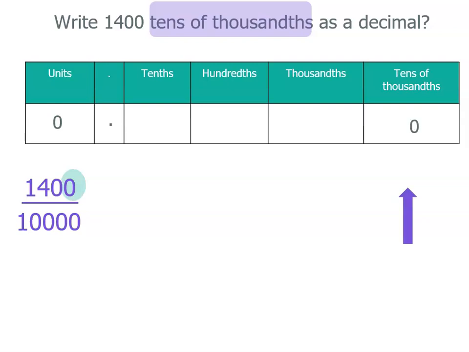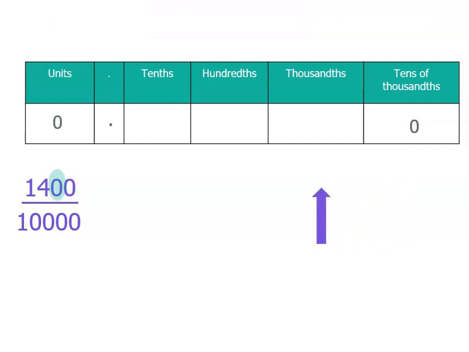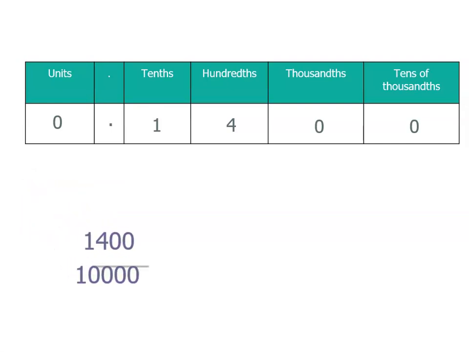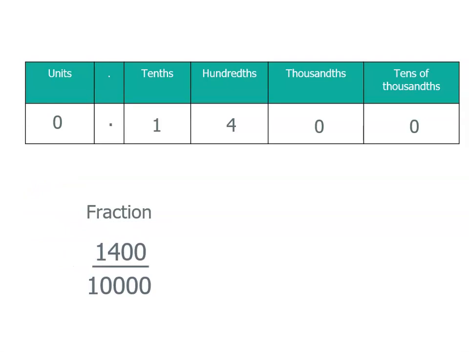So that's a 0. Now we work left and we have a 0 in the thousandths place. Keep going left and we have a 4 in the hundredths place and a 1 in the tenths place. So you can see our digits all have somewhere to go, and we've got 1400 tens of thousandths. And if we write that as a fraction and a decimal, you can see them there.